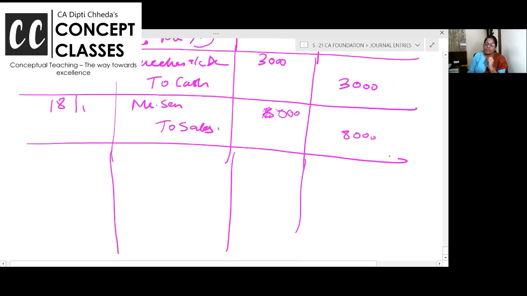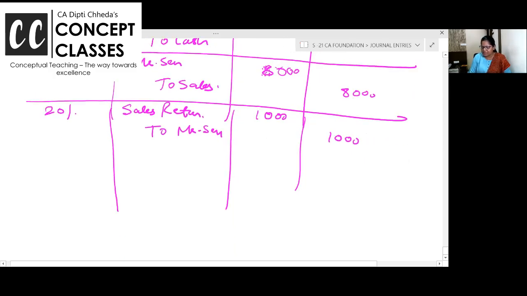Party to sales. On 20th of January, Sen returned the goods. So this is sales return. Now I've told you, same party to sales; don't do sales to party. Sales return, so that we come to know that we have sold goods of 8,000 and 1,000 have come back. So sales return to Mr. Sen. 20th of January.